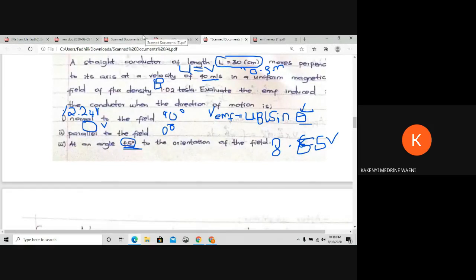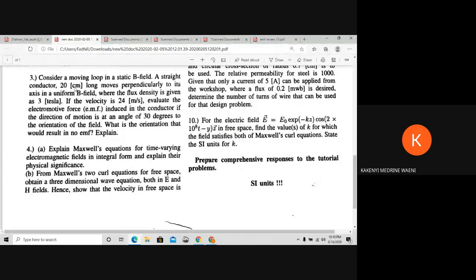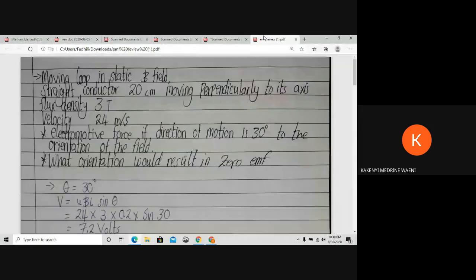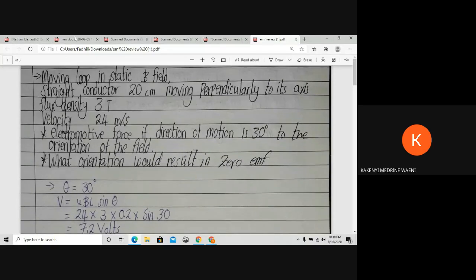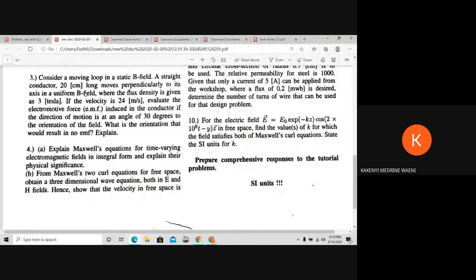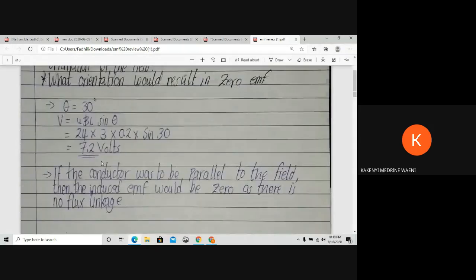About question 3. Oh yes. So now when you're doing this, our answer is yes. So we did EMF equals B U L sin theta, theta is equal to 30. Our velocity U was 24, our B was 3 Tesla, our length was 2 centimeters, which is 0.2 meters, and our theta was 30, so you get 7.2 volts.